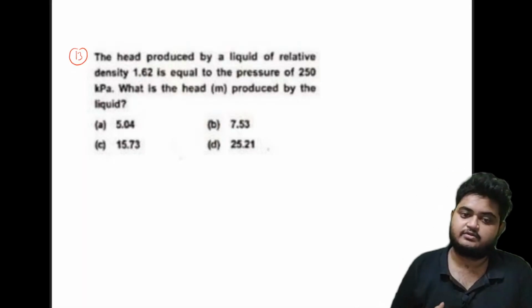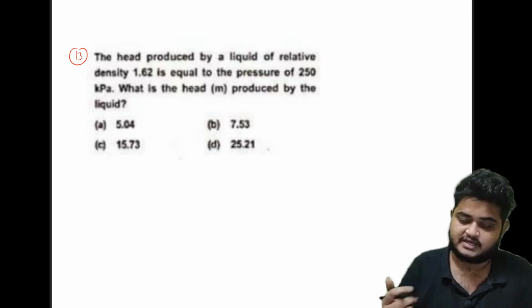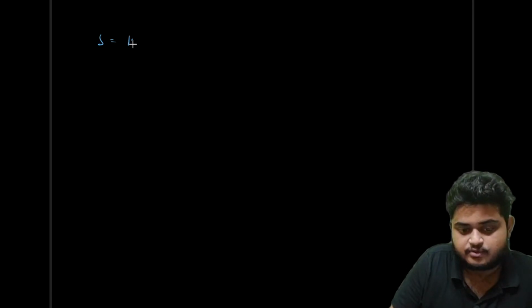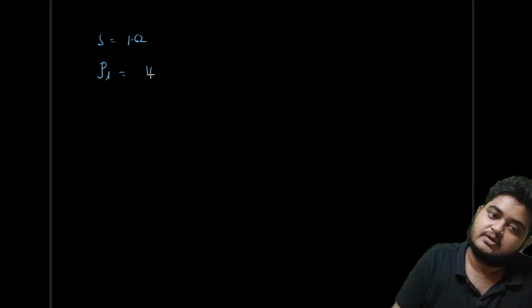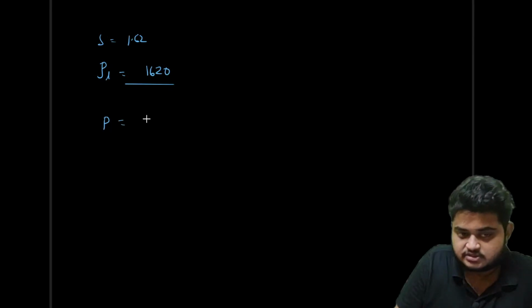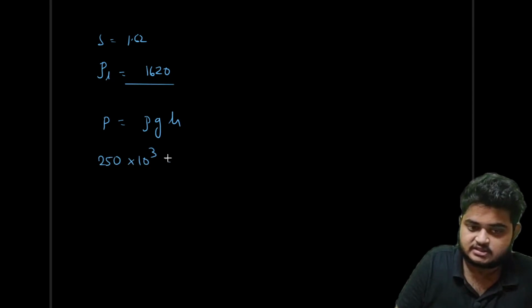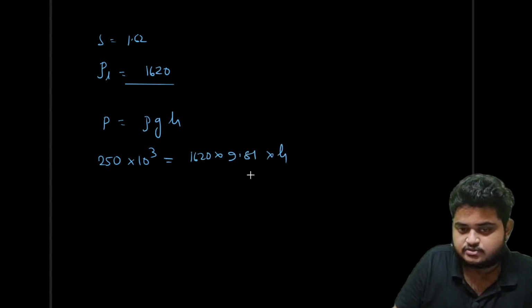The next question is saying the head produced by a liquid of relative density of 1.62 is equal to the pressure of 250 kilopascal. What is the head? Same question we just solved, same type of question. Relative density is given as 1.62, so rho of liquid will come out as 1620. So we know rho. Now 250 kilopascal pressure is given, so P is equal to rho g h. We convert it into Pascal. Then rho is 1620, g is 9.81, and we need h, so h will be equal to 250 into 10 to the power 3 upon 1620 into 9.81.